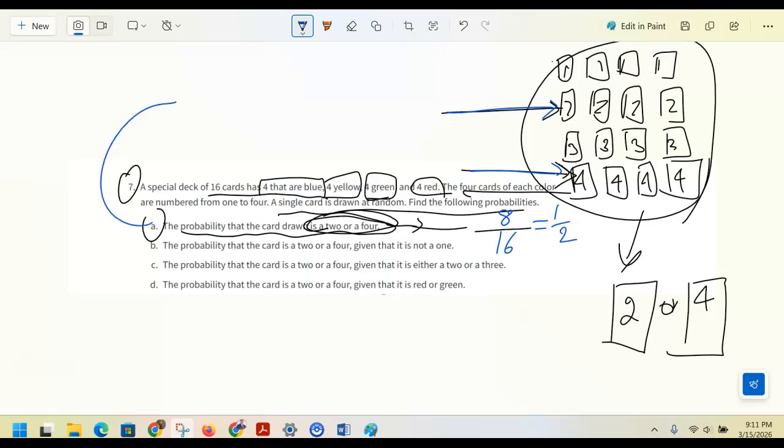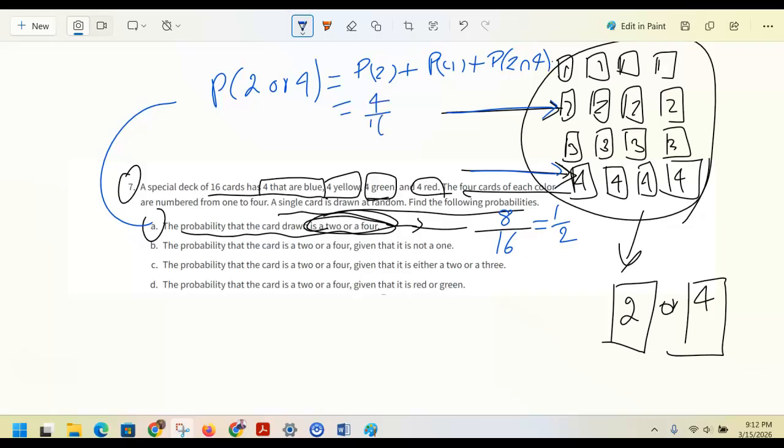You can also use the addition rule of probability, that it is either 2 or 4. That means it is 2 or 4. Basically it means the probability of 2 plus the probability of 4 minus the probability of 2 and 4. For the probability of 2, there are 4 out of 16, plus there are 4 cards of 4 out of 16. And a card cannot be both 2 and 4, so this is 0 out of 16. So you still get 8 out of 16, the same answer.